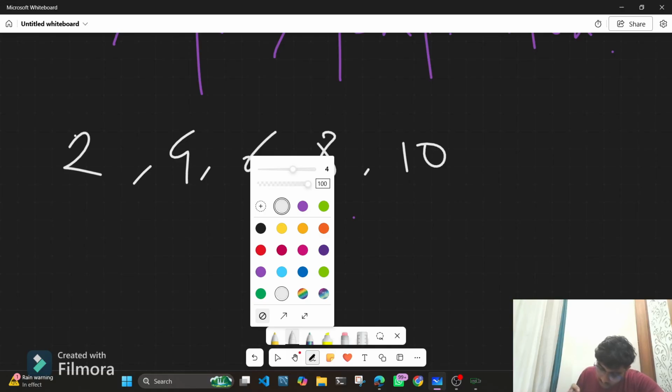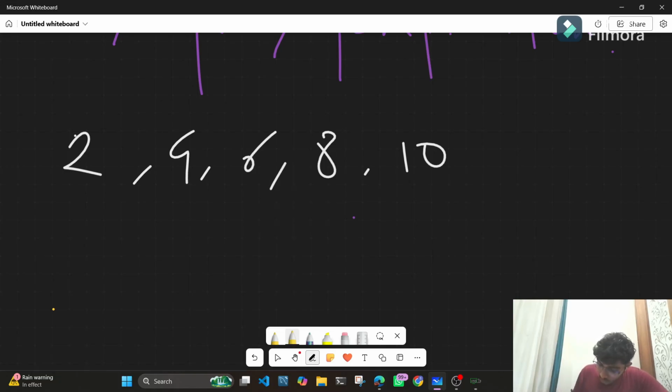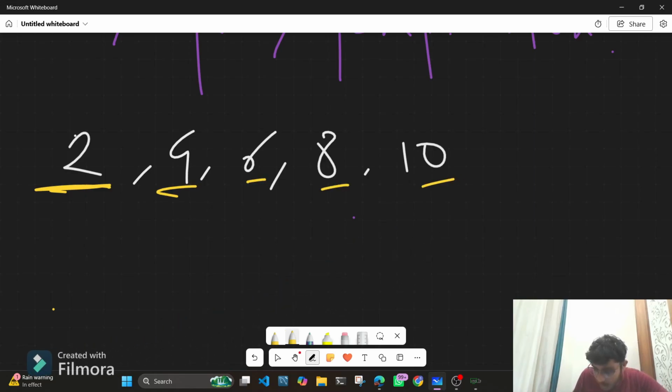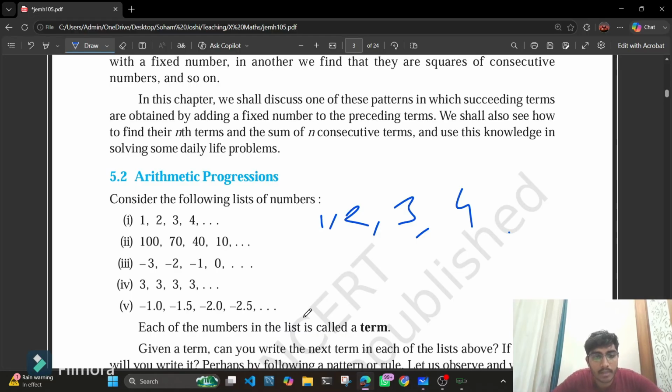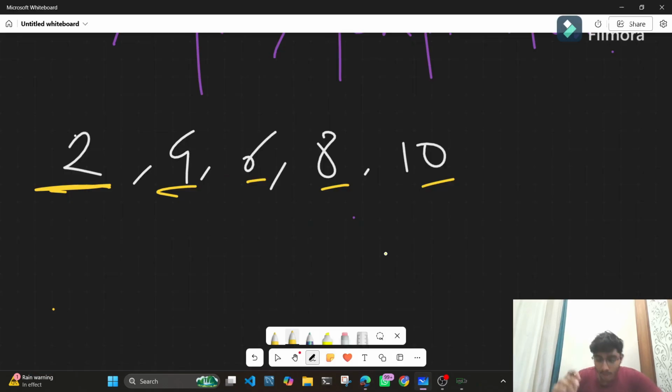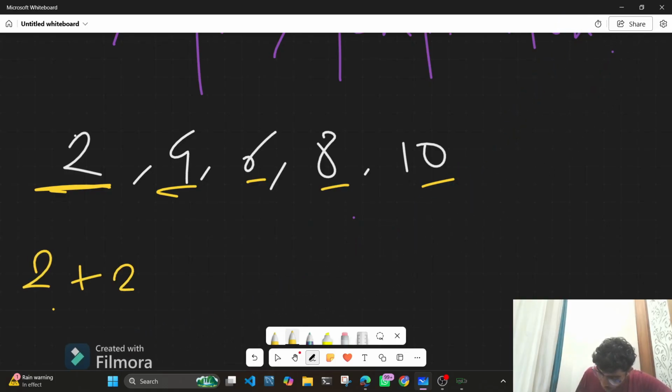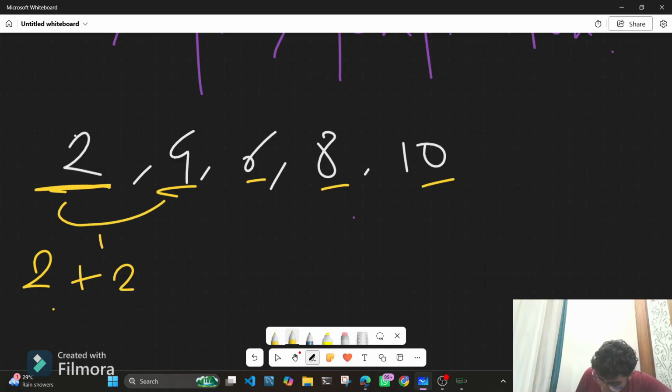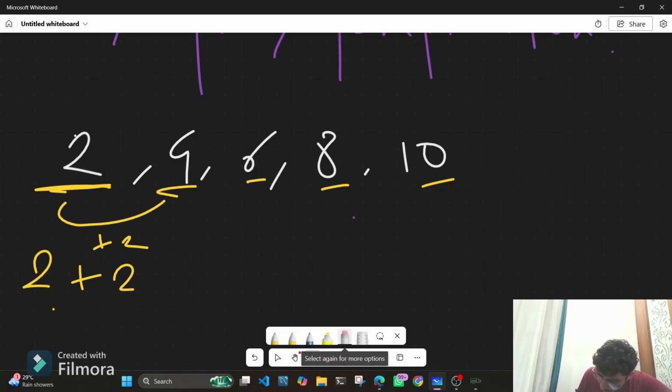Now you can notice one thing. You can notice that this is our first term. Basically, all of these numbers are called terms. So this is a term, this is a term. You can also see it in the textbook that each of the numbers in the list is called a term. You can notice one thing that when I add 2 to the first term, I get 4, right?